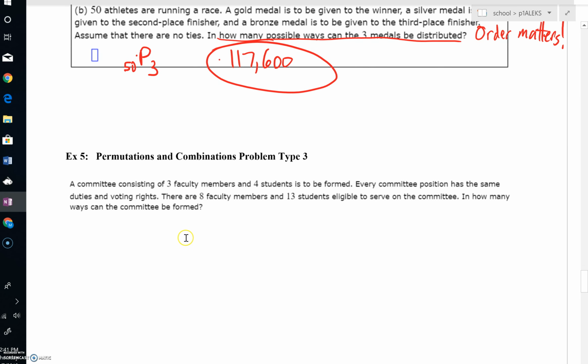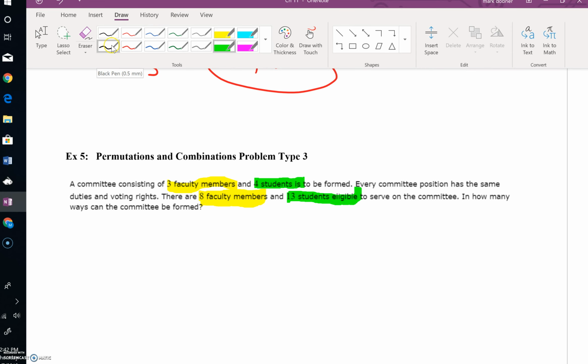All right, take a look at this next one here, a committee. A committee consisting of 3 faculty members and 4 students is formed. Every committee position has the same duties and voting rights. Either you're in the committee or you're not. And I guess what I first want to point out is you need 3 faculty members on it, but there are 8 people to select from. Likewise with the students, you're going to need 4 students. But there are 13 students who are eligible to be selected, 13 that you can choose from.